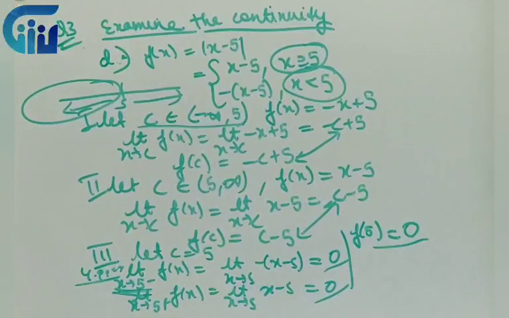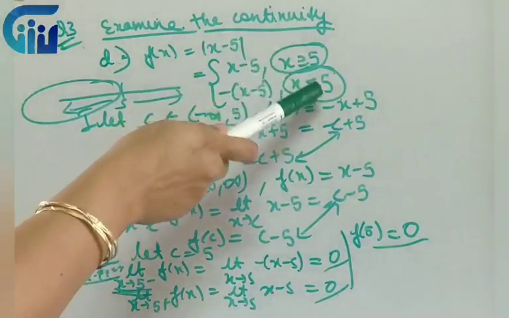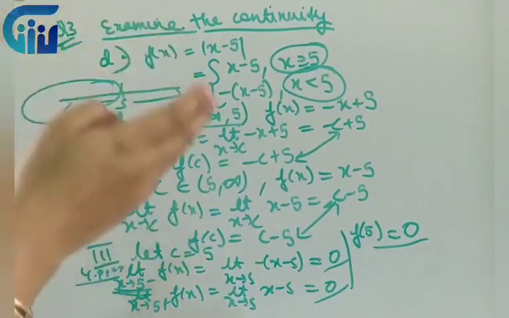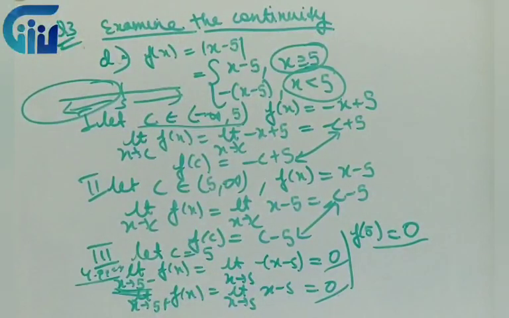So this is the second type. A 4-marker question is asked where sometimes a point can be given like this. Then you have to take, these three cases will always be the same. First of all, we will take less than, then we will take greater than, and then we will take the value at that particular point. And for that particular point, we will always have left hand limit and the right hand limit, right?